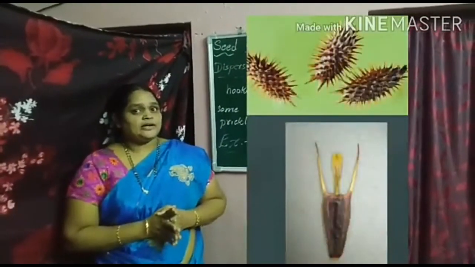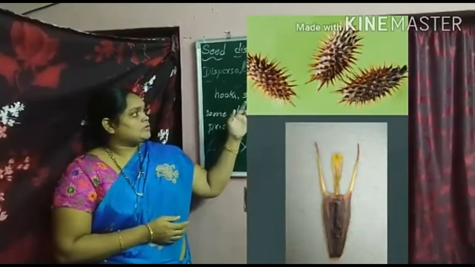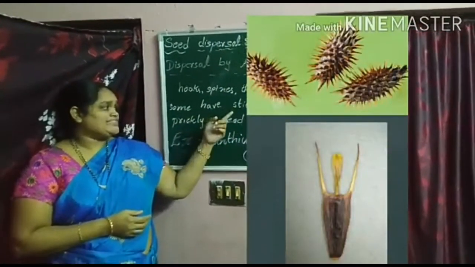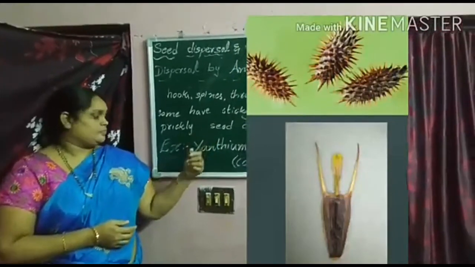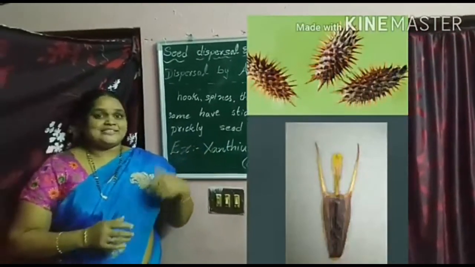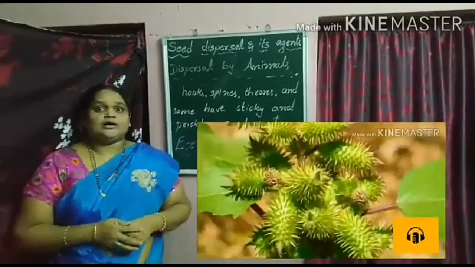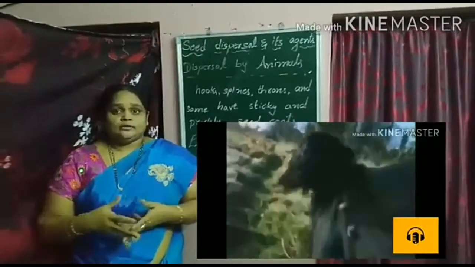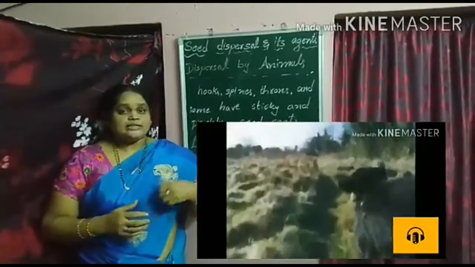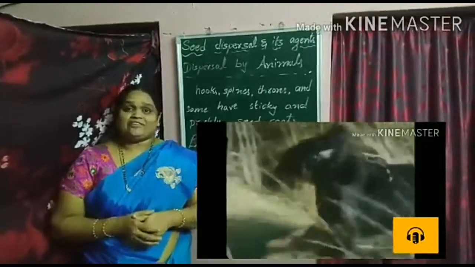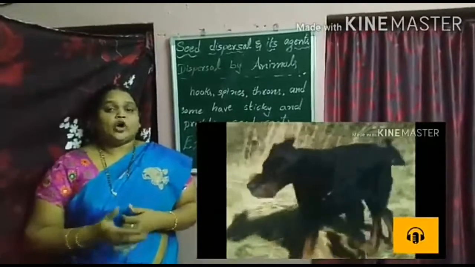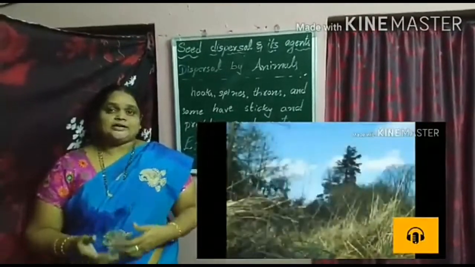Some of the seeds have hooks, spines, thorns and some of them have sticky and prickly seed coats. These seed coats get attached to the fur of the animals, the feathers of the birds and to our clothing. So these seeds are carried away by the animals and birds, and later they are dropped on the ground and they can start germination in that place.